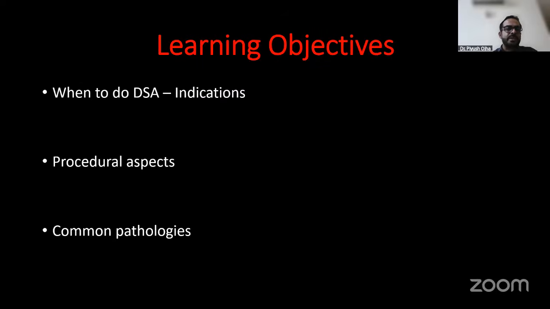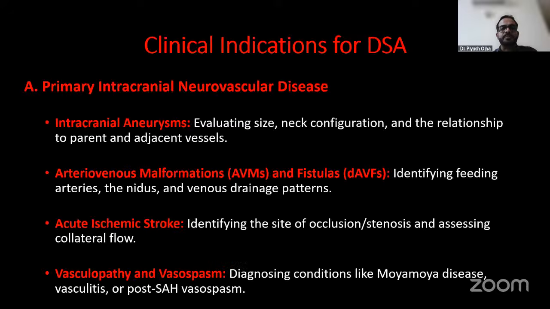With this presentation, my objectives are to talk about the indications for cerebral DSA, what we should know about the procedural aspects, and the common pathologies that we usually encounter. When you look at the clinical indications for DSA, first are primary intracranial neurovascular diseases like aneurysms. You can use it to evaluate the size, neck configuration, and relationship to the parent and adjacent vessels, which is very important if you're planning a particular kind of treatment modality. Again, it is very useful to diagnose arteriovenous malformations and fistulas because it helps you identify the feeders, nidus, and also the venous drainage pattern, which has a significant role in the treatment options.